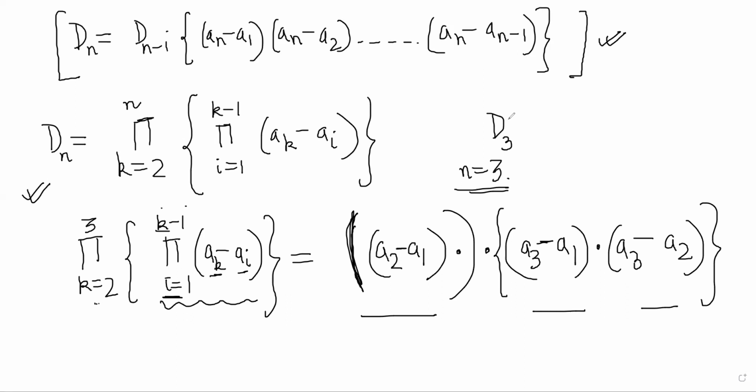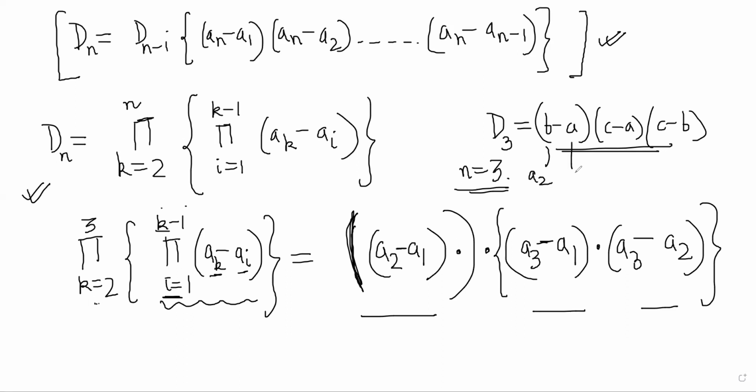If you recall, D3 had come out to be, that time I had written it as A, B, C, and it had come out to be B minus A, C minus A, and C minus B, right? B minus A, C minus A, C minus B. And B you can think of as a2, A is a1, and C is a3. So this is a2 minus a1, which is already there. This is a3 minus a1, which is here, and this is a3 minus a2, which is here, right? So for the n is equal to 3 case, it gives us the right answer, right?